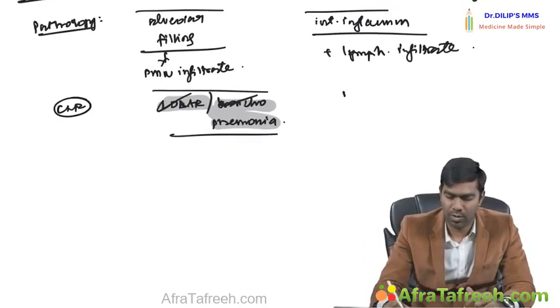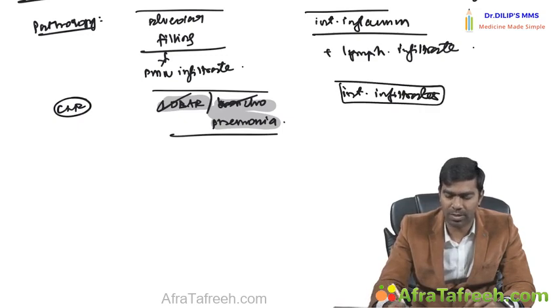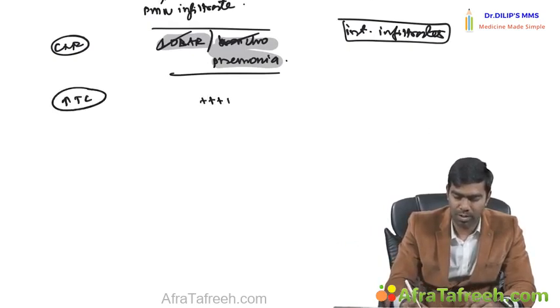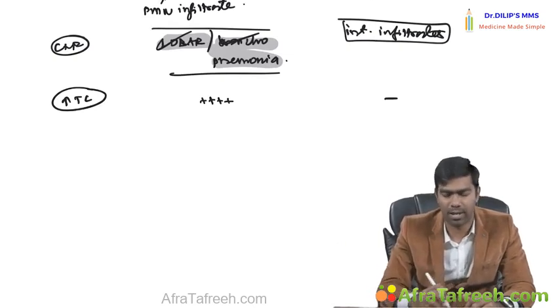Here you will see only interstitial infiltrates. Most of the time diffuse interstitial infiltrates will be there. That's what you're going to see in a chest X-ray. Leukocytosis is very, very common in a typical pneumonia. Very rare in an atypical pneumonia.